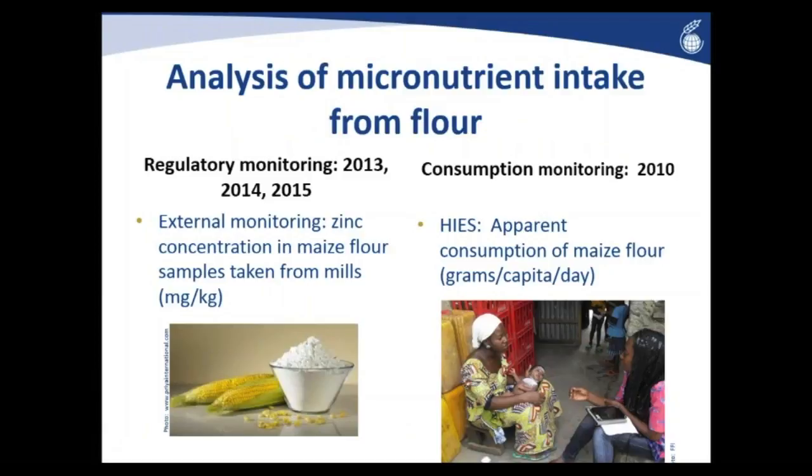In this example, regulatory monitoring data were collected annually from 2013 through 2015, and specifically from external monitoring visits to mills, food control inspectors took maize flour samples and had them analyzed in the public health laboratory for zinc. On the right-hand side, we have an image of a household income and expenditure survey that was conducted in the country in 2010 by the Ministry of Finance. The information was used to get apparent consumption of maize flour in grams per capita per day.